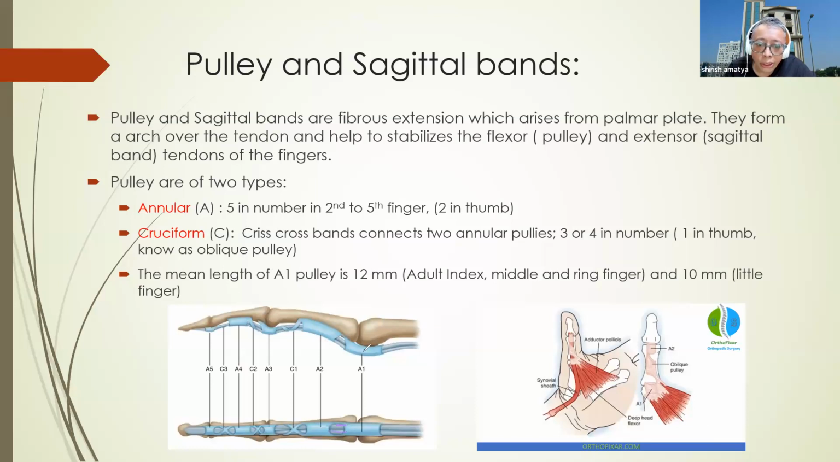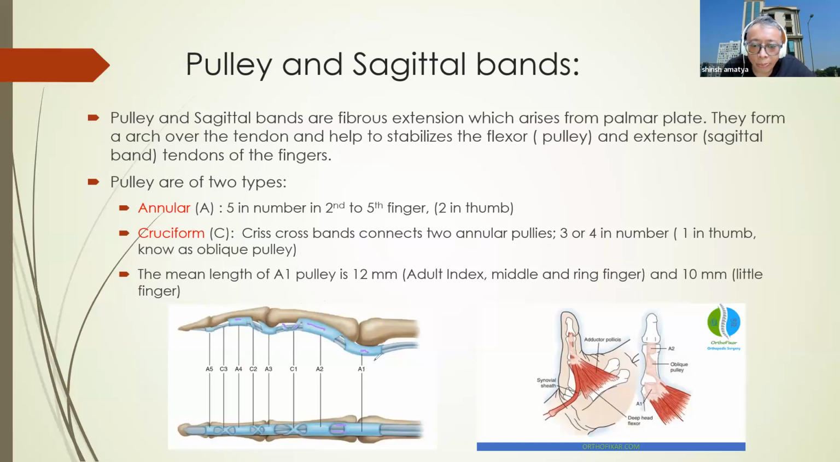And these are the annular pulleys, which help to stabilize the flexor tendon. Another pulley is also there, known as the cruciform pulley, denoted by capital letter C. These are the crisscross bands which arise from the annular pulley, and these crisscross bands connect the two pulleys. It also helps to reinforce the flexor tendon.